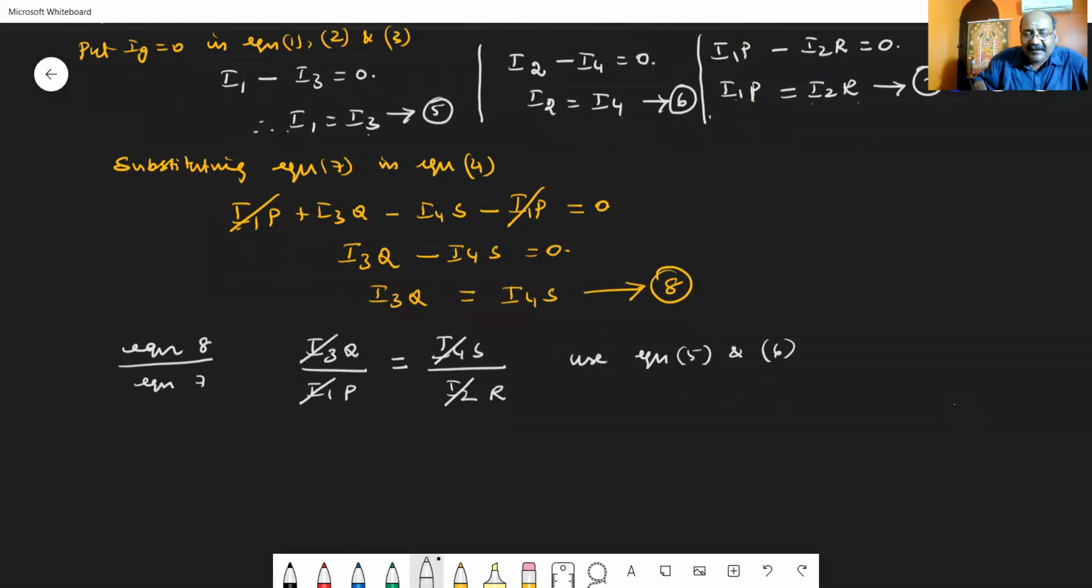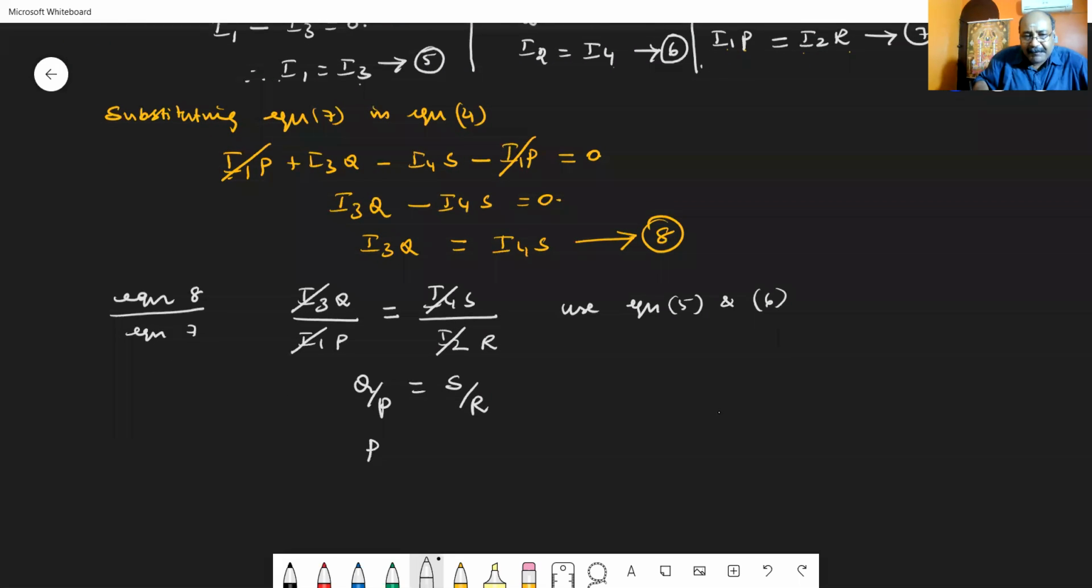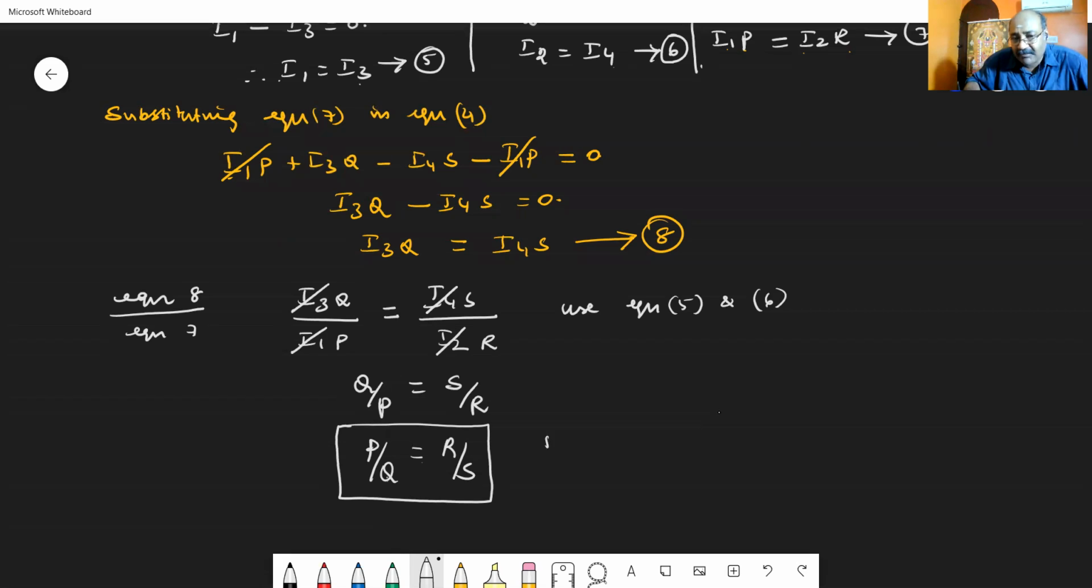So what is the remaining available? The remaining available is Q by P is equal to S divided by R. Taking a reciprocal for this, we can say P divided by Q is equal to R by S. Ratio of the resistances in the first arm and the second arm, P by Q, is equal to the ratio of resistances in the third arm as well as in the fourth arm.